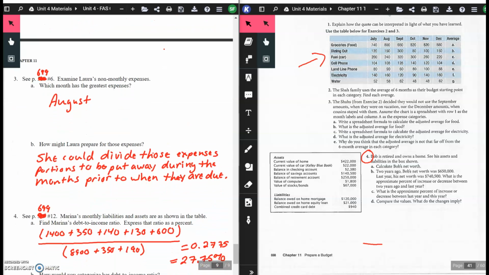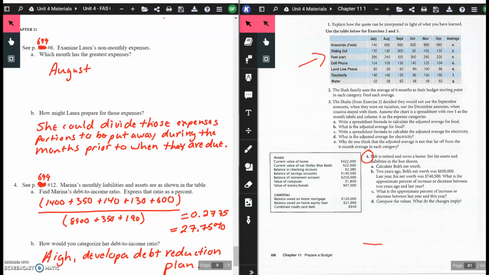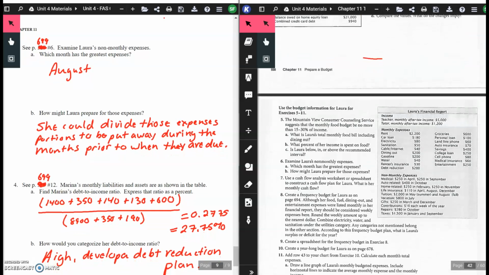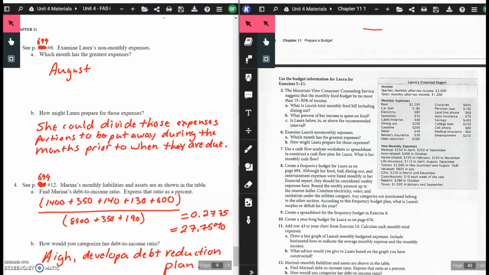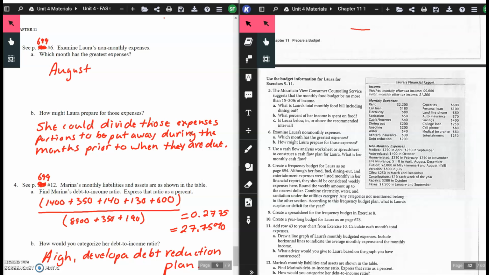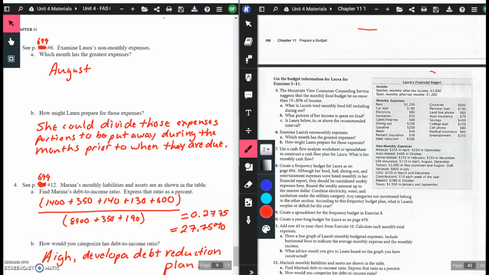Number 3, we are going to refer to page 699, which is the next page. Question number 6. It says examine Laura's non-monthly expenses, which are in this table off to the side here. If you look at this table, Laura's financial report, that'll give you all the information you need. It says which month has the greatest expenses. So if you look at your months off to the side here, the monthly expenses, you have your rent, your car loan, and so forth.